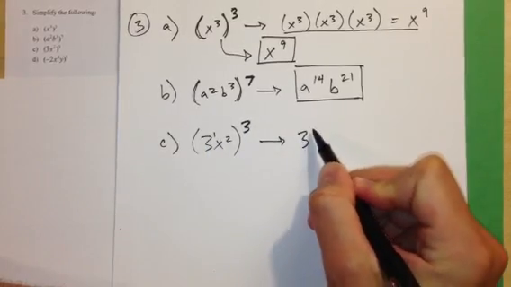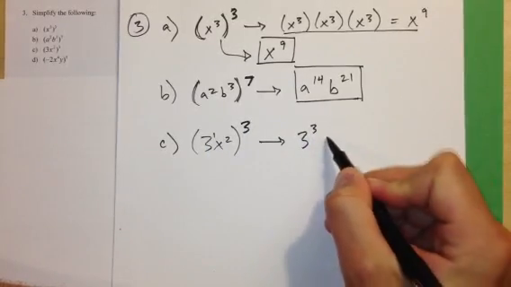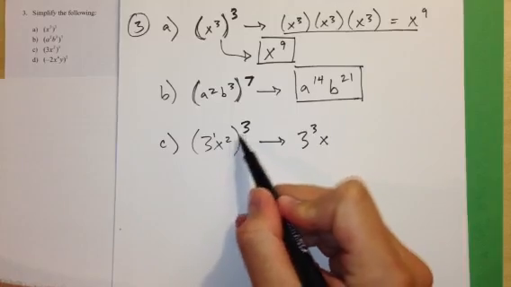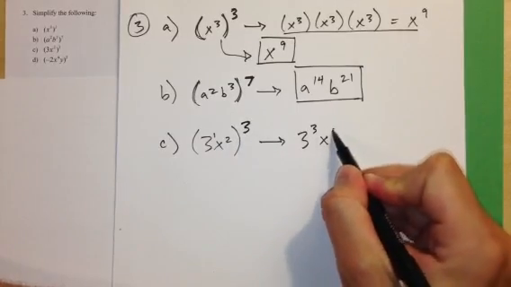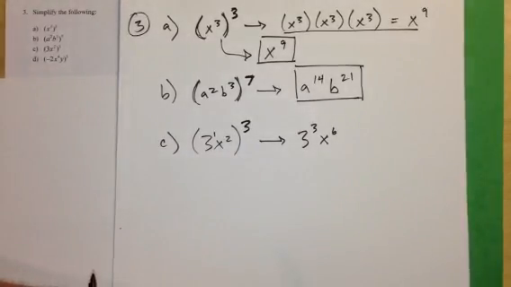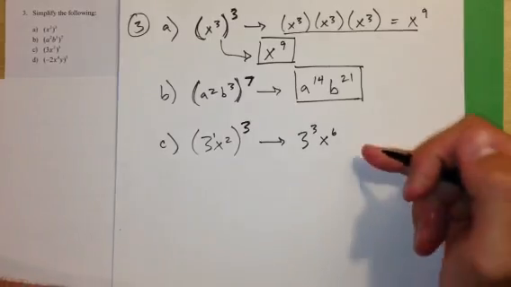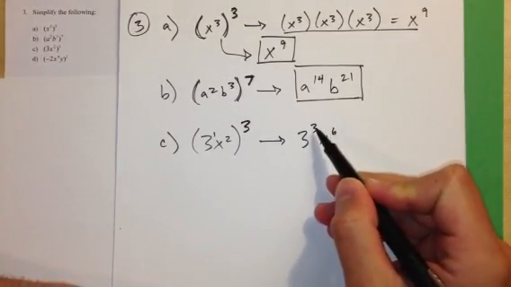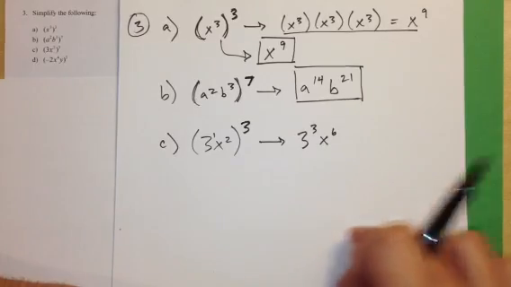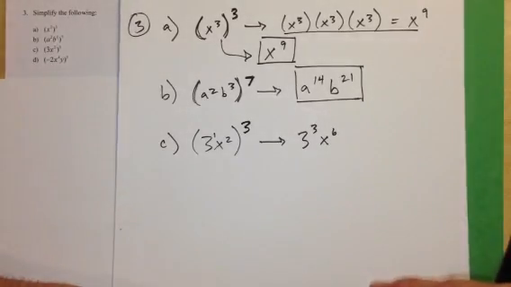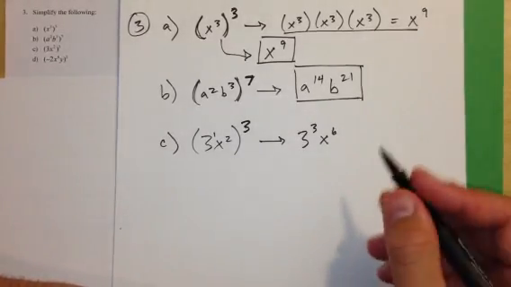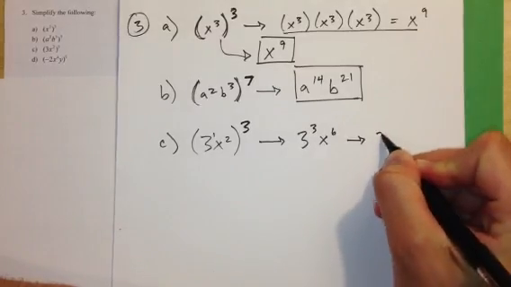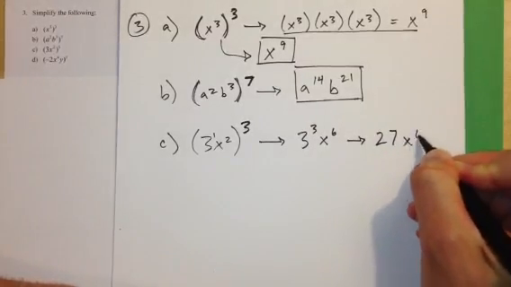So now we have 3 to the third power, x to the, 2 times 3 is 6, so x to the 6th power. And we can simplify this one more step, because what is 3 to the third power? Well, 3 to the third power is 3 times 3 times 3. 3 times 3 is 9, times 3 again is 27. So this simplified is 27x to the 6th.